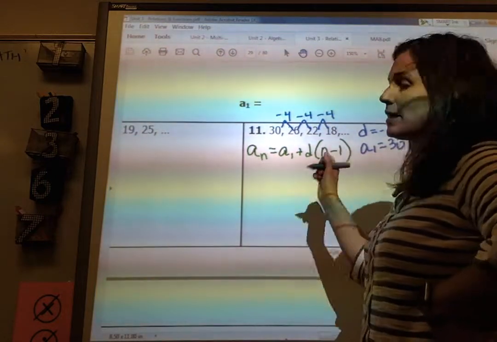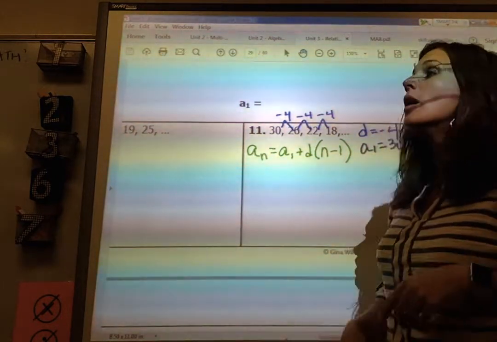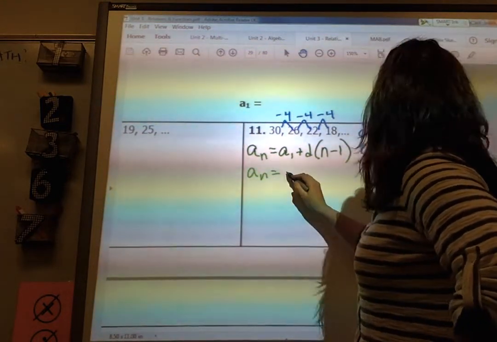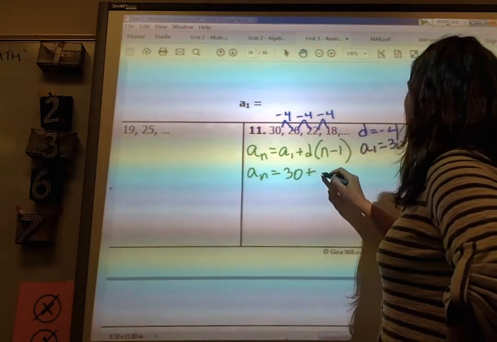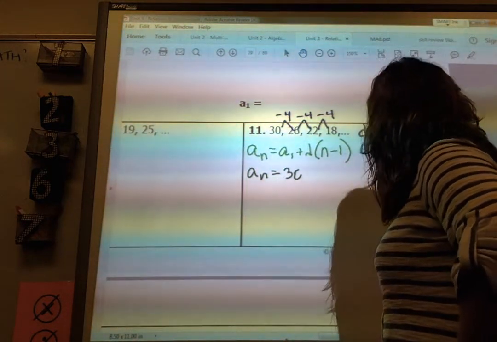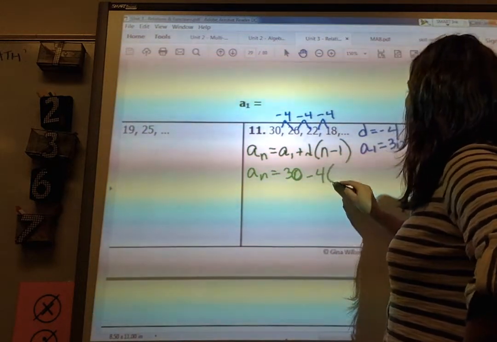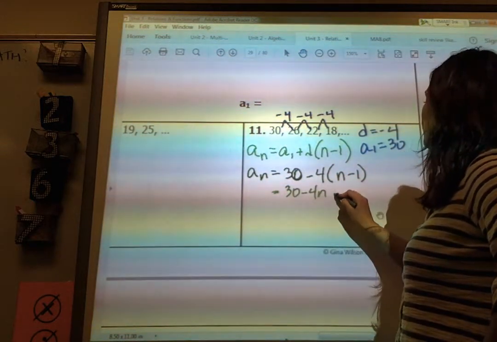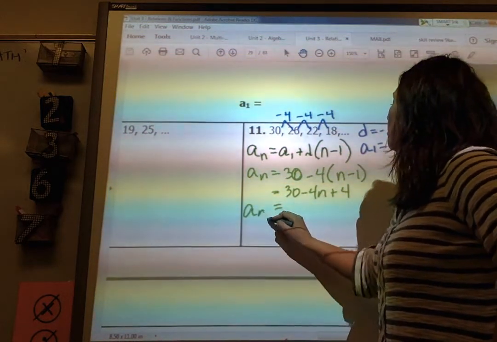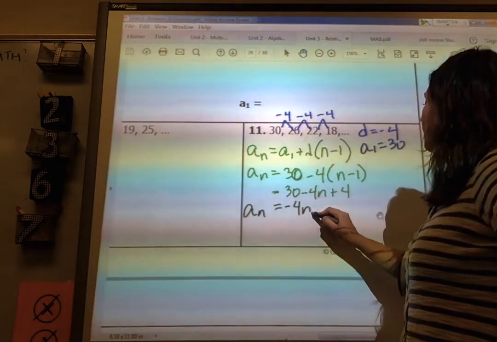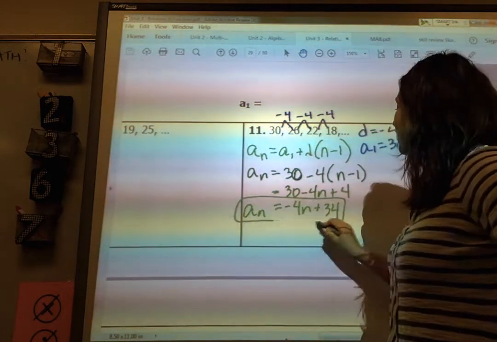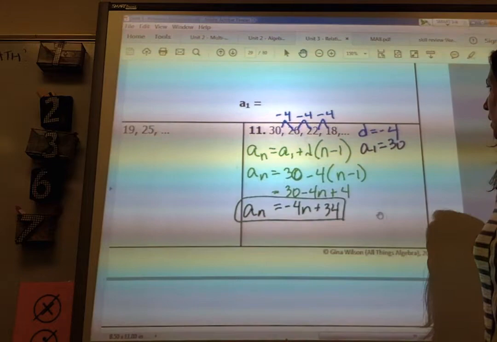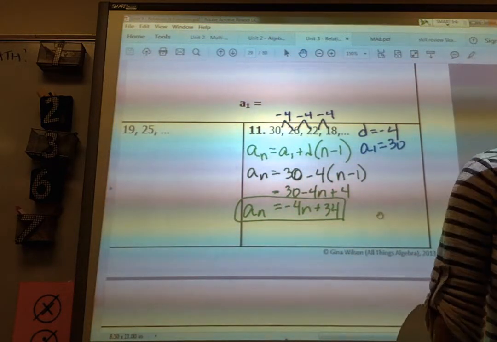And now I'm going to plug some things in to find my rule, because this is a two-part question. Find my rule, then the 19th term. So an equals 30 plus, actually it's just minus negative 4, so 30 minus 4, and then n minus 1. So I'm going to distribute that out, 30 minus 4n plus 4. When I simplify, my rule is negative 4n plus 34. So that is my rule, negative 4n plus 34, right?